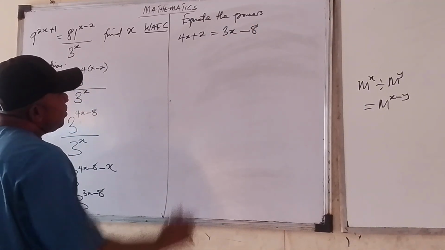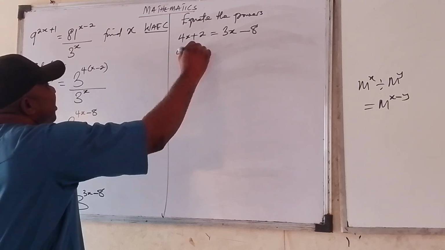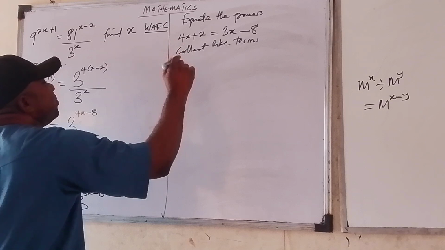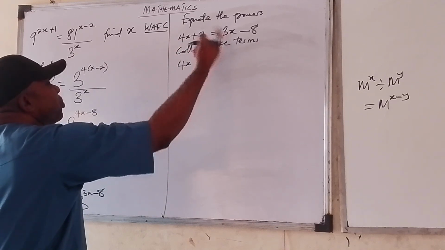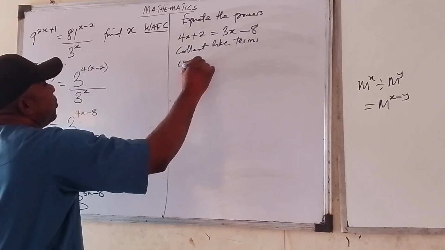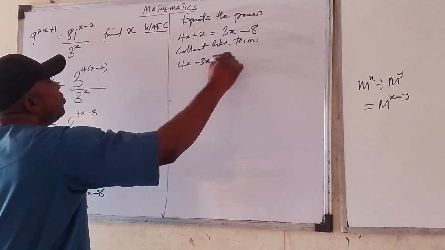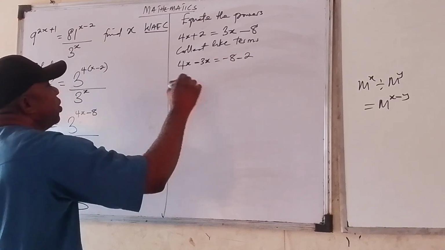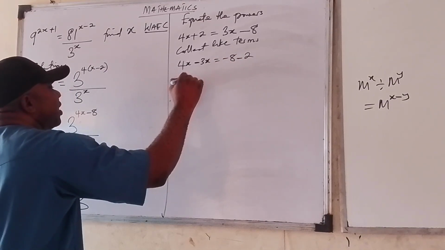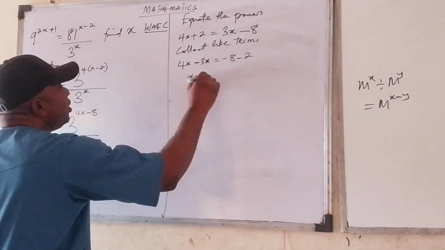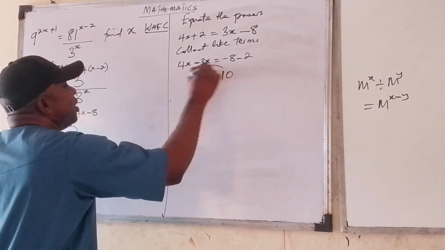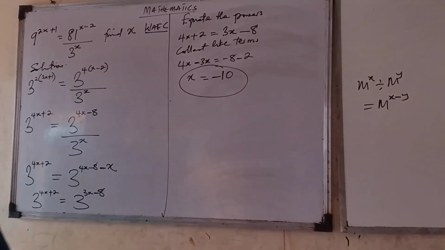At this point, the next step is to collect like terms. When you collect like terms, we have 4x. When you bring this 3x to the left hand side, we have minus 3x is equal to minus 8. If you take plus 2 to the other side, it becomes minus 2. So 4x minus 3x is x, or 1x, and it's equal to minus 8 minus 2, which is minus 10. So it means the value of x is equal to minus 10.